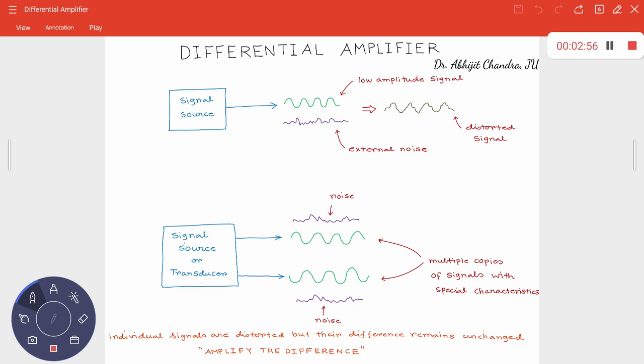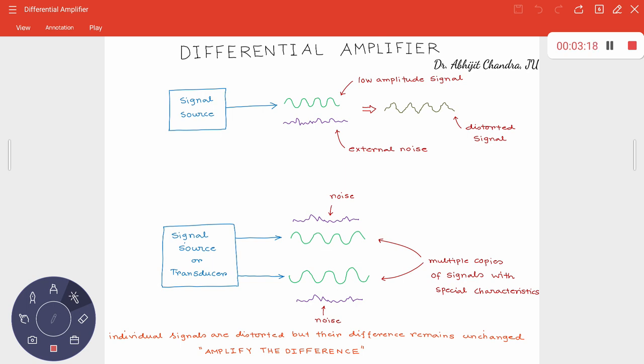So suppose there is a signal source, and we generate some signal. For the sake of simplicity, I have just shown a sinusoidal signal, but it may be any signal in nature. And suppose this signal is also facing some external noise. That means apart from the signal, some external noise is also captured when the signal is being generated.